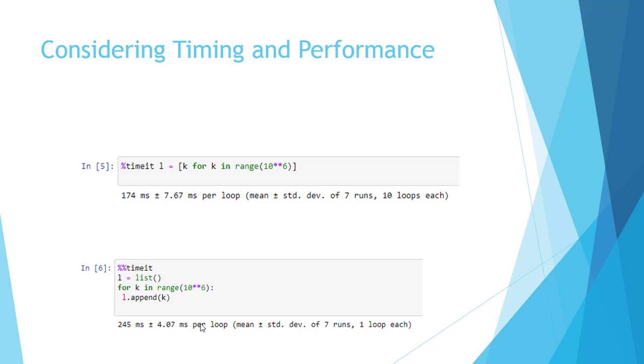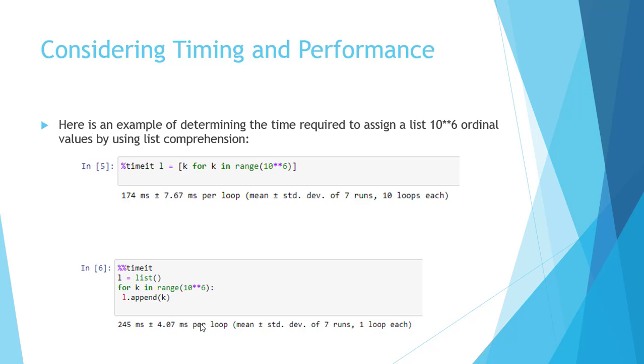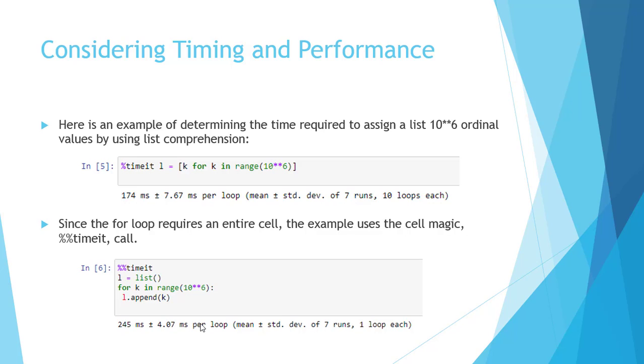So this is the example of %timeit and %%timeit. Since the for loop requires an entire cell, this is a cell function and this is a line function. The example uses the cell magic. Here the for loop requires the entire cell, therefore this example uses the %%timeit.